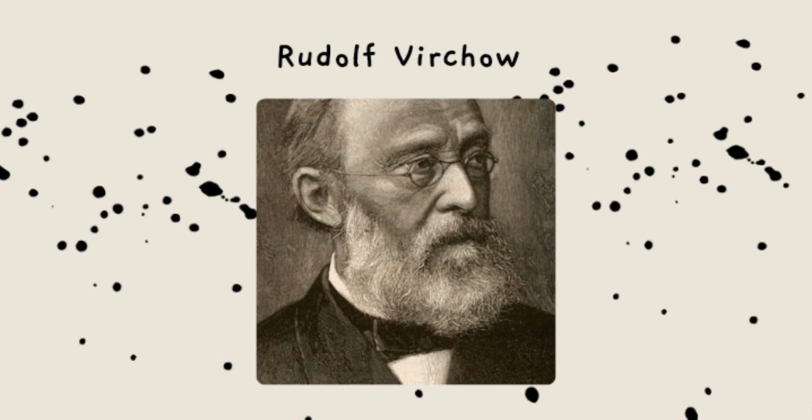Rudolf Virchow is the 4th scientist who contributed in the cell theory. While studying cells under a microscope, Virchow observed cells dividing and forming new cells, which led him into the conclusion that cells came from pre-existing cells. Virchow's work laid the groundwork for modern cellular pathology and became a fundamental concept for cell theory.